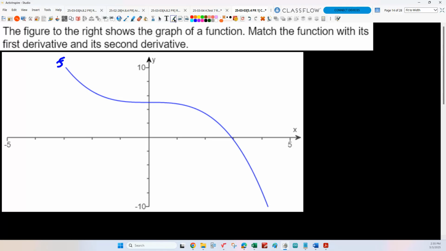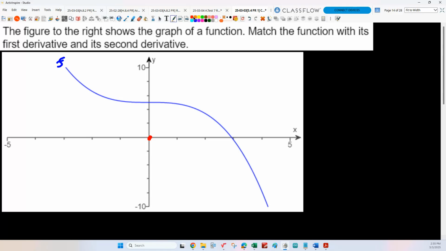Okay, well, what are some points? If I want to graph the derivative function, what are some points where I know the value of the derivative? At 0. What's the value of the derivative at 0? 0, because it's a horizontal tangent, right? Okay, so we know we have a point there.